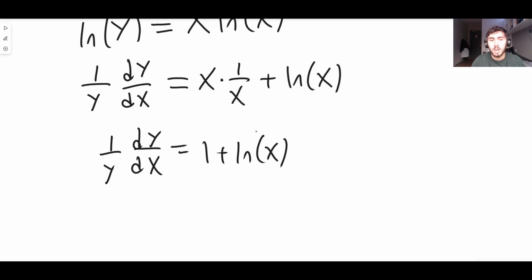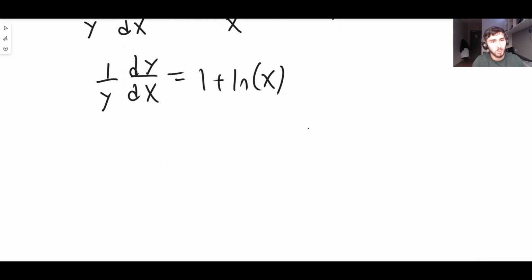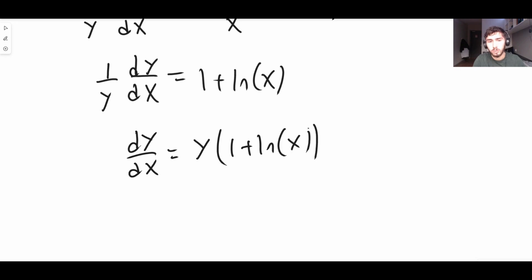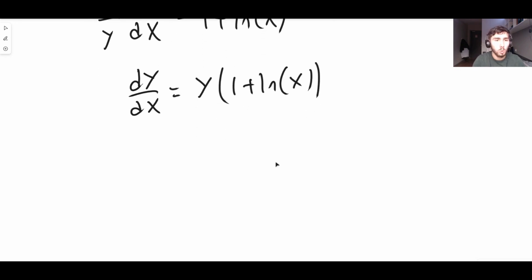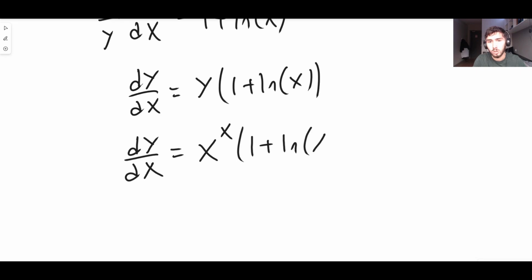That does not change. Then, of course, we need to make dy dx the subject. So what we're going to do, we're going to multiply by y. So dy dx is equal to y times 1 plus the natural log of x. You can distribute that if you feel adventurous. And all we're going to do now is replace the y with the definition of y, which we already said it was. We said in this question, y is x to the power of x. So we're going to replace that with x to the power of x. And it's x to the power of x, 1 plus the natural log of x.